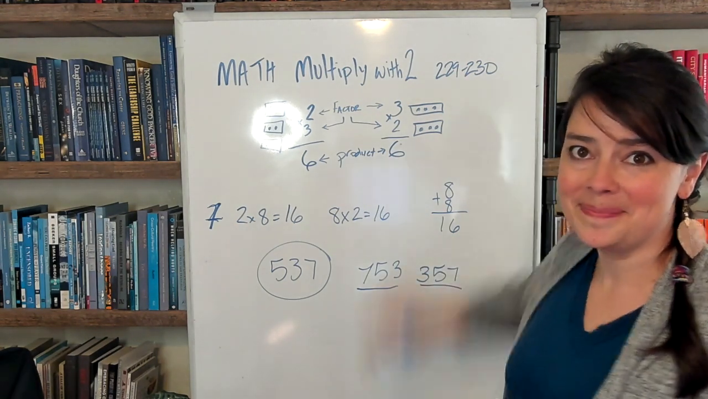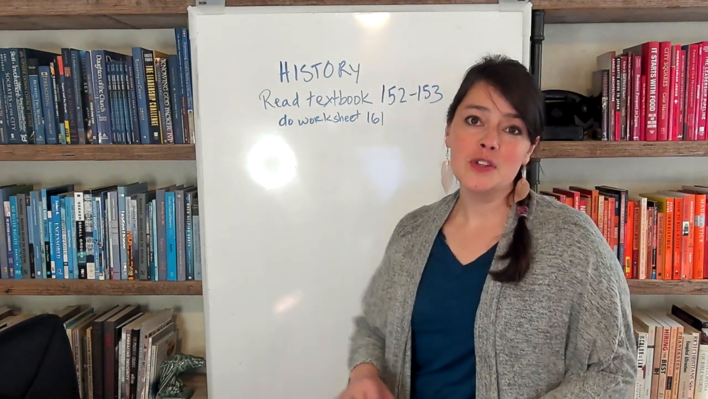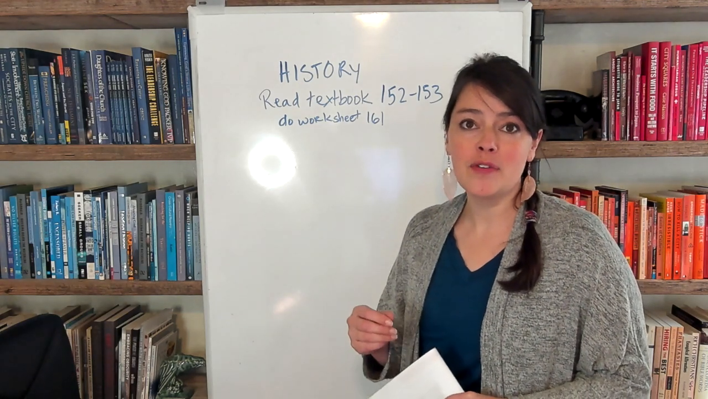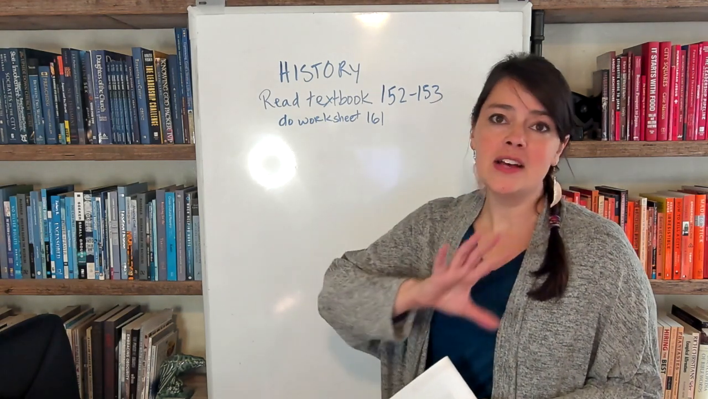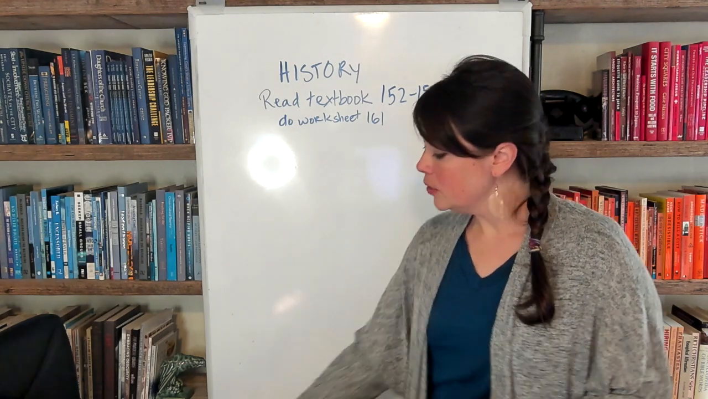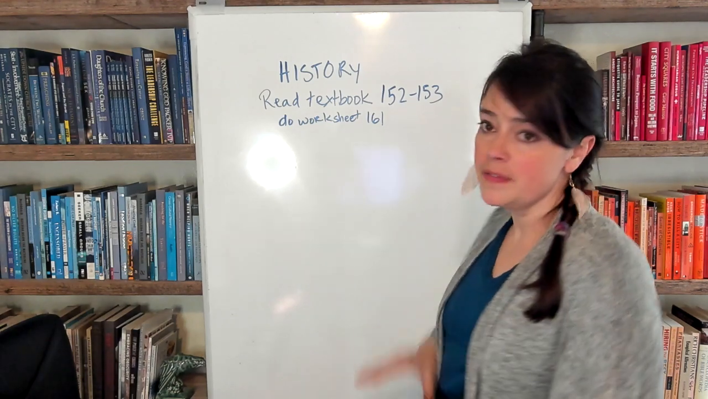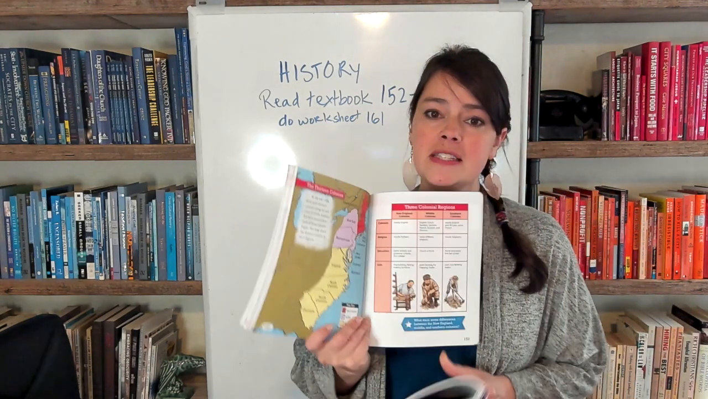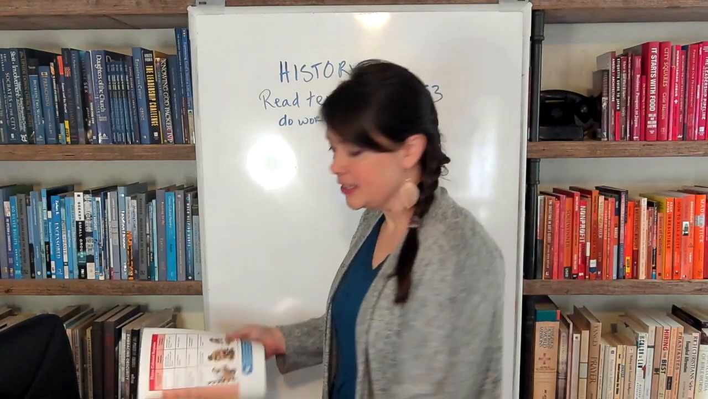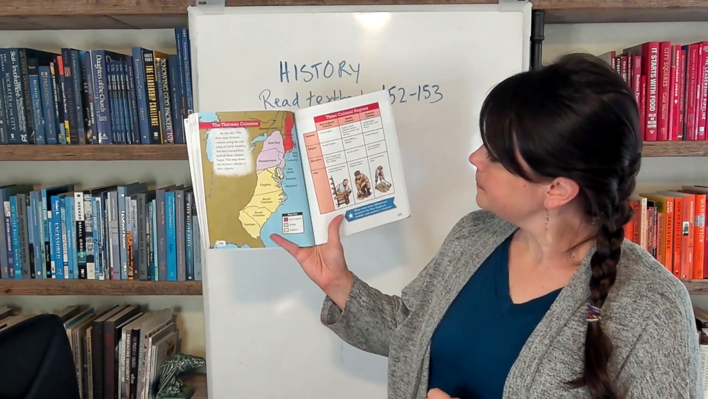to 230. In history, we've been learning about the first 13 colonies, and we're coming to the end of that chapter. We've been reading about it for a while, all the different details of the different places where colonists first came and settled. So in your history book today, you're going to read pages 152 and 153. They face each other in the book, just like this. This is a really good collection of information about all the things we've been learning about so far.